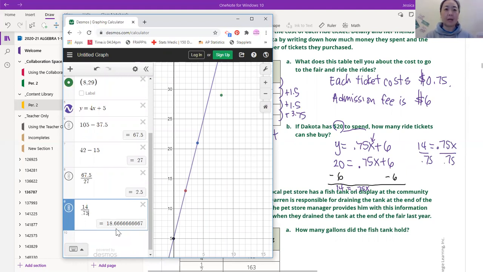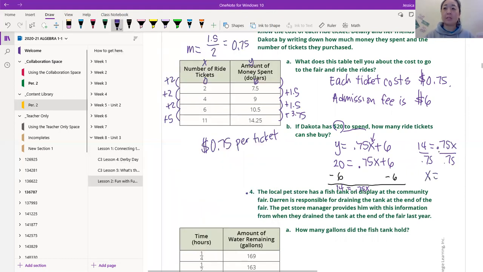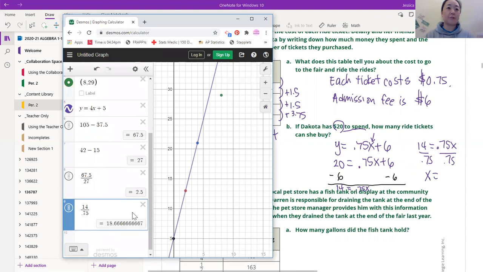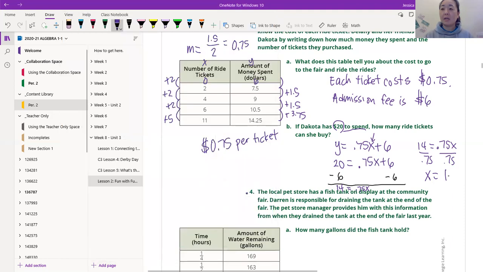Well, we can't buy that. That doesn't make any sense. So what we're going to do is change this to fractions to help us out here. I don't like that. So it's 18 and 2/3 because 0.6 repeating is 2/3. So we have here 18 and 2/3. So how many tickets can Dakota buy? It can't be 19 because we don't have enough money for that, but we can buy 18.